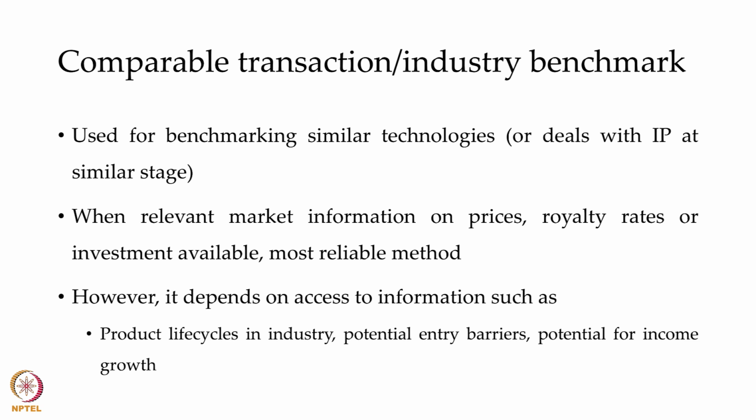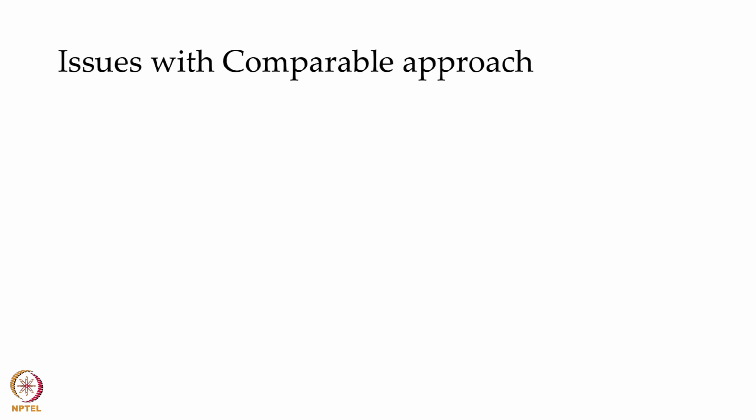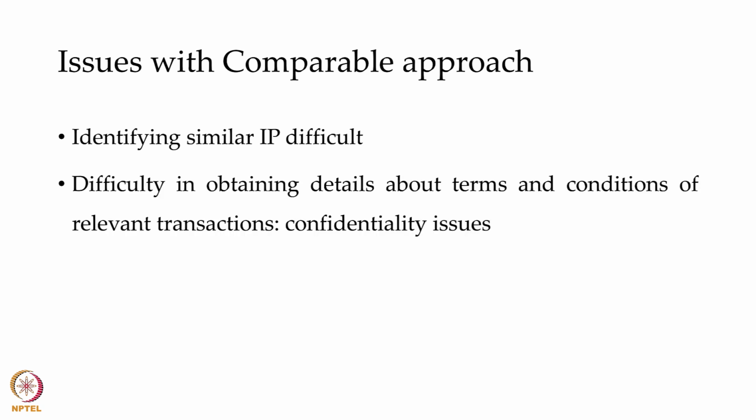However, it depends on access to information such as product life cycles in the industry, potential barriers to entry, and potential for income growth. Now, the issue with the comparable approach is that you have to identify similar IP, and finding similar IP could be difficult. It is very hard to find another intellectual property right which has gone through the same cycle, the same growth phases, and which can be equated for comparing value.